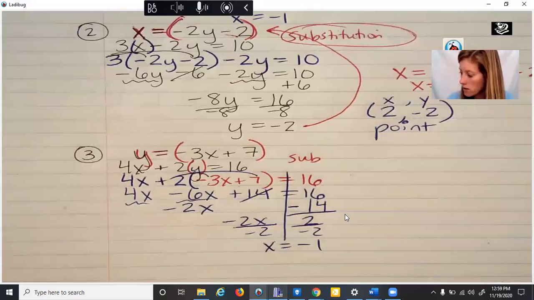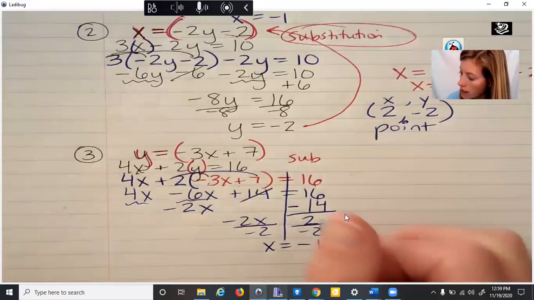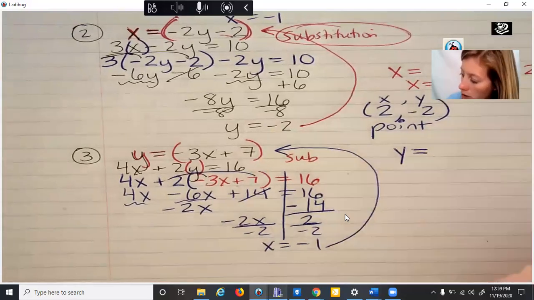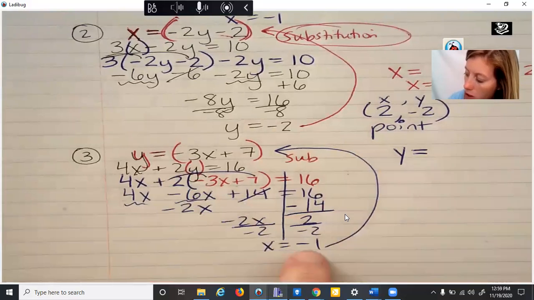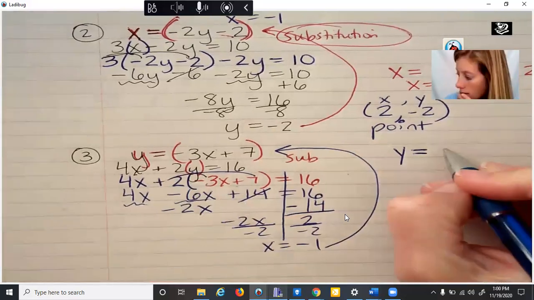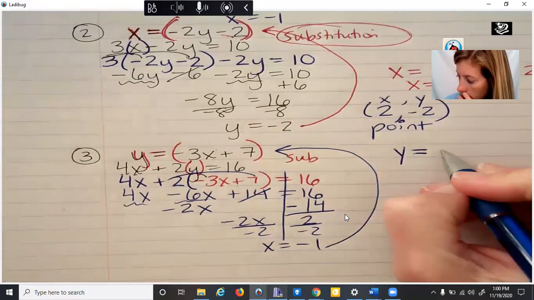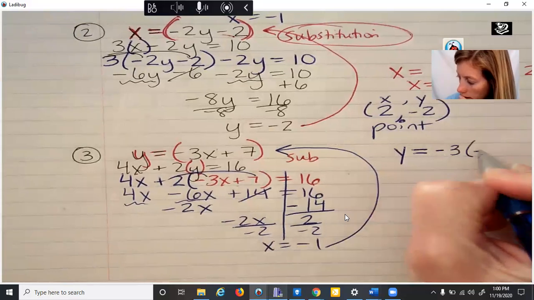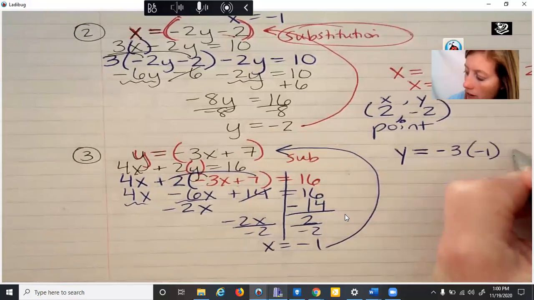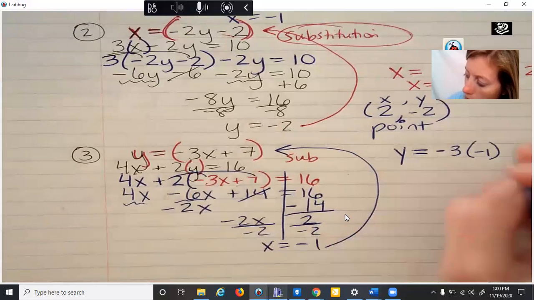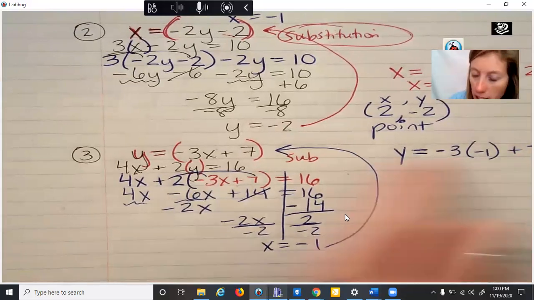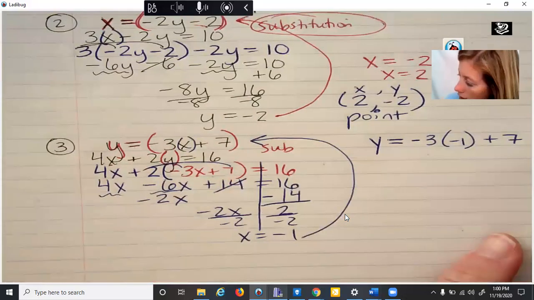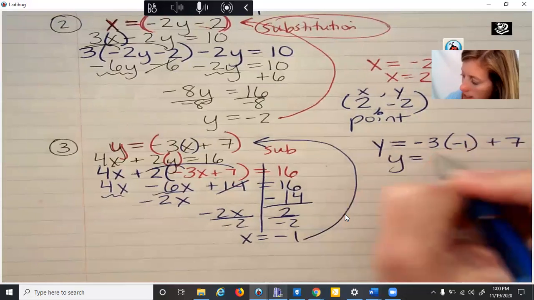You have to insert it. Good. Plug it back in. So, all right, y equals, and Zion, what do I write? If I'm going to plug -1 in for x, what do I write? Y equals -3 parentheses -1 plus 7. So don't put a plus after the -3 because there's no plus here. This means to multiply, okay? All right, so that gives you y equals 10.